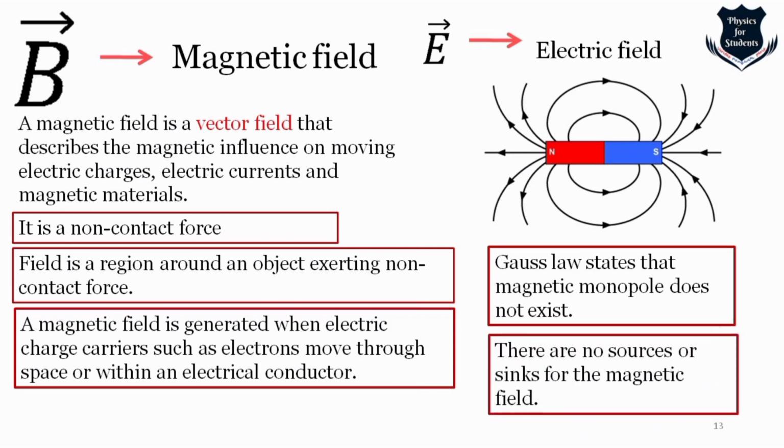There are no sources or sinks for magnetic fields. Obviously, if there were sources or sinks, then it would diverge in some other direction. So it has no sources. It cannot go into somewhere, so it will constantly go in a loop. There are no sources and there are no sinks, right?